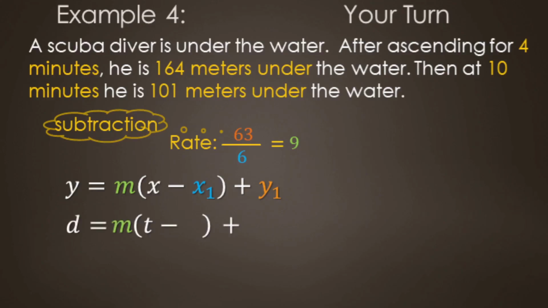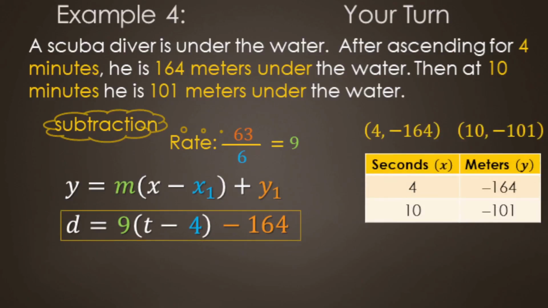So let's go ahead and replace the m, the x, the y1, even this x and this y, with what they go with. Here, instead of a y, we're going to use d for depth. M is still the rate, and instead of an x, we're going to use t for time in minutes. The m, we already know the rate is 9, so that gets replaced with a 9. The x1 is the x value from our first piece of information, and the y1, since he is under the water, is going to be negative 164 meters.